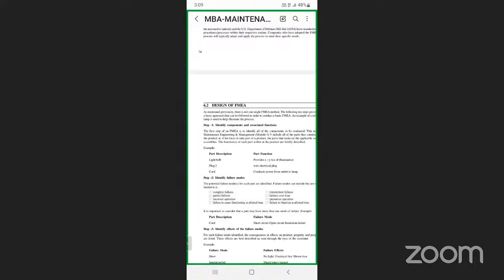Okay. You can see here he has given you some of the methods in which the different parts can fail. It can fail completely, it can fail partially, it can fail prematurely, or may not function at the allotted time. It can function with a lag. These are the different ways.